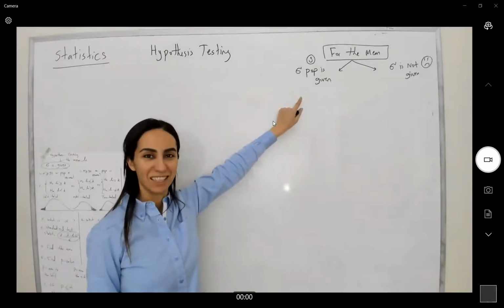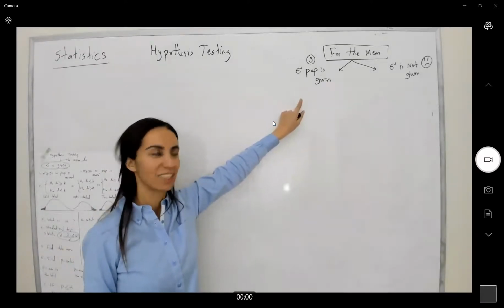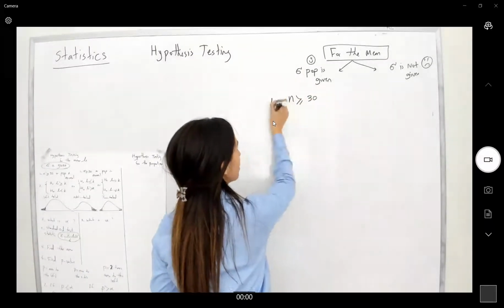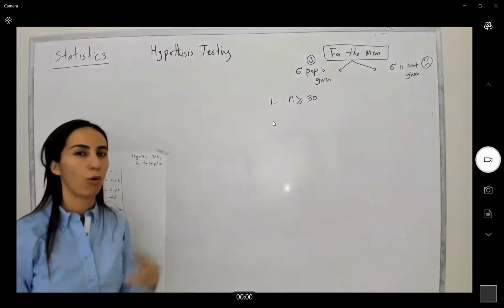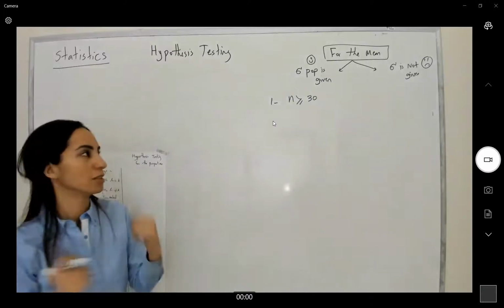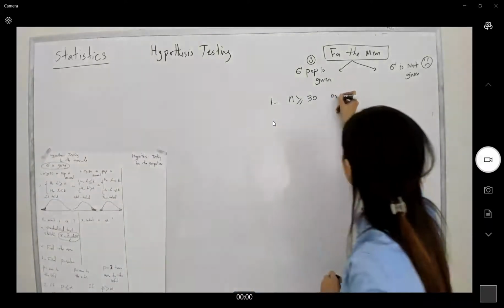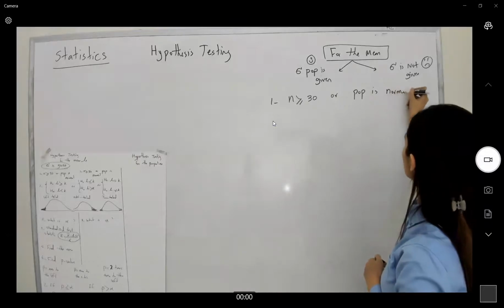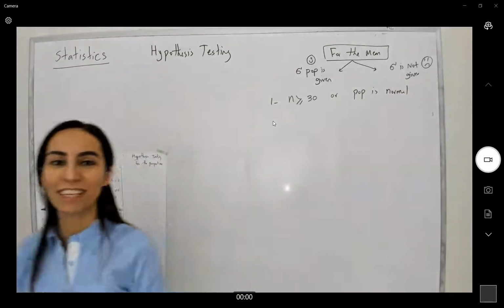N is greater or equal than 30. Very good. N is greater than or equal to 30. It's the very first step. Or no, the population is normally distributed. Or population is normal.